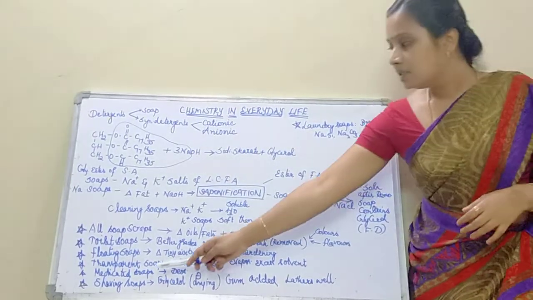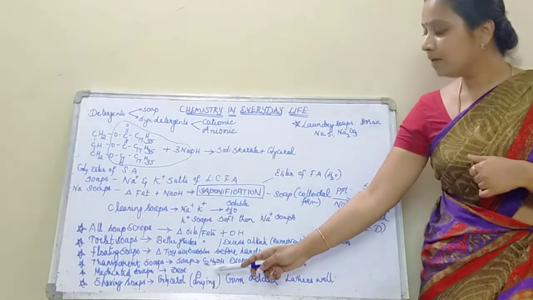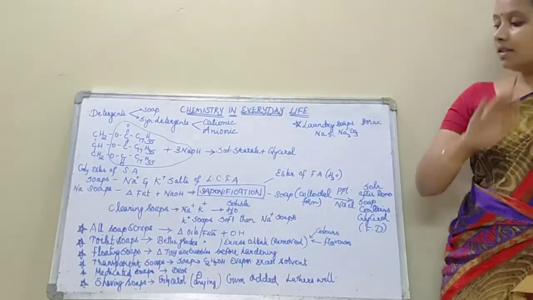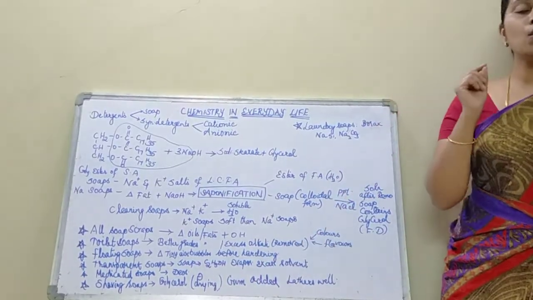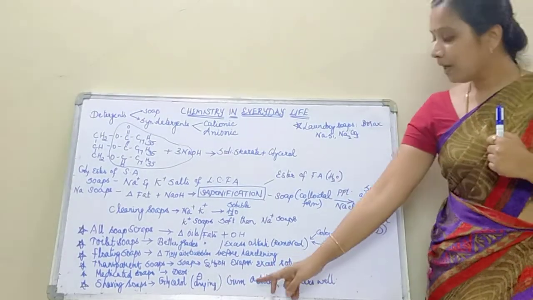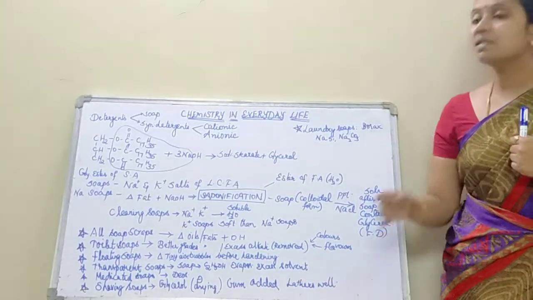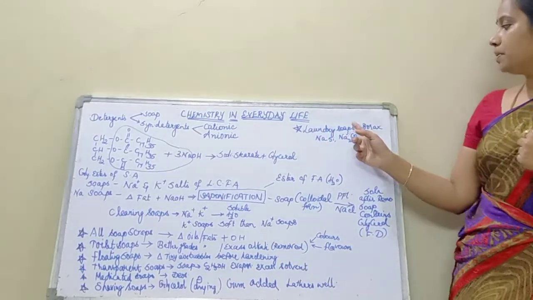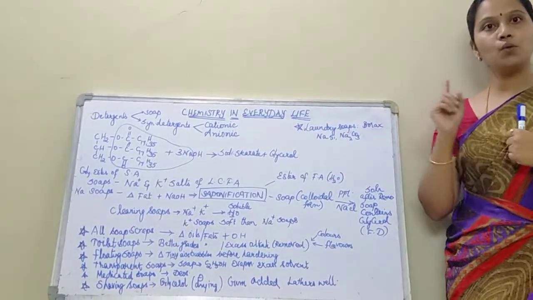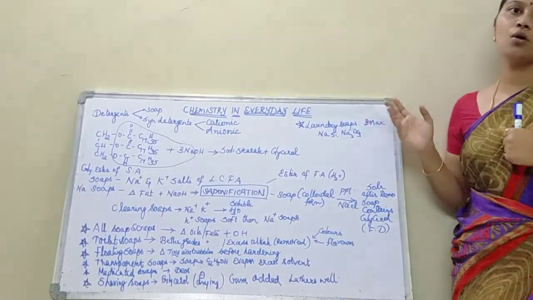Now, shaving soaps. Shaving soaps contain excess glycerol, which prevents them from drying, and a gum called rosin is added. As a result, sodium rosinate is produced, which helps the soap lather very well. The last type is laundry soaps, which have sodium rosinate, sodium silicate, sodium carbonate or borax.